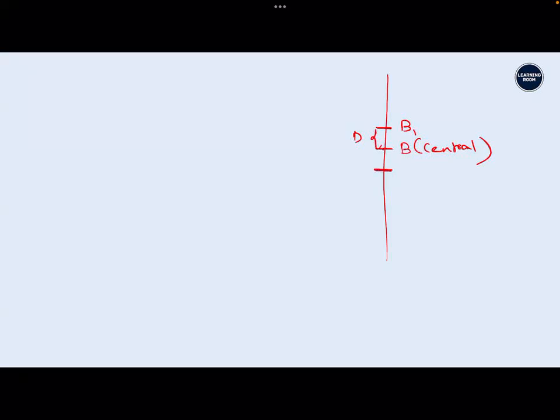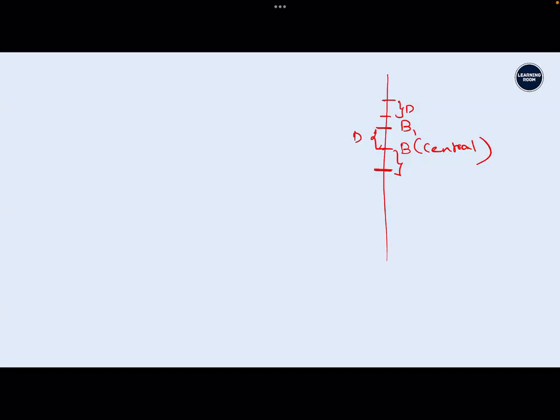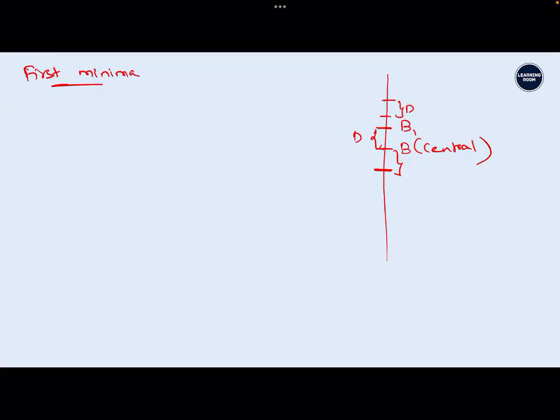If this is the width of the bright spot, then you will have the width of the dark spot. Then again you will have a bright spot and then a dark spot. So it keeps going in an alternate way. Now what I'm trying to say here is the first dark spot, the first minima. See, "first minima" is grammatically wrong. Minima, okay, you take up and down. So first minima.